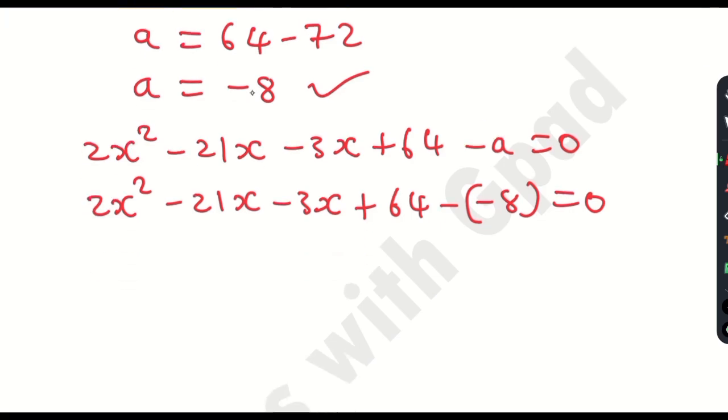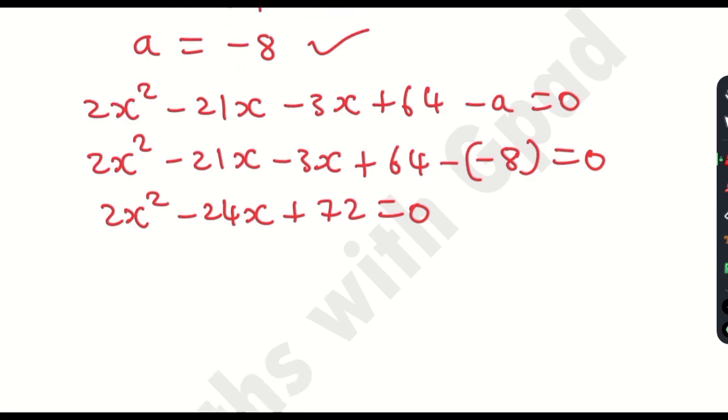Now moving on, let me just simplify this. That would be 2x squared minus 21x minus 3x is minus 24x. We did that before. And then 64 minus negative 8, that will be what? 64 plus 8. 64 plus 8 is what? 72. That's plus 72 is equal to 0. Since we want to get the value of x, we need to factorize this and then get the value of x from there. So let's think of two factors.